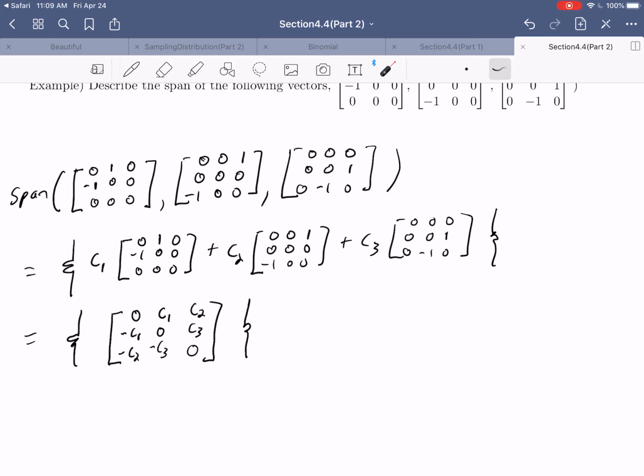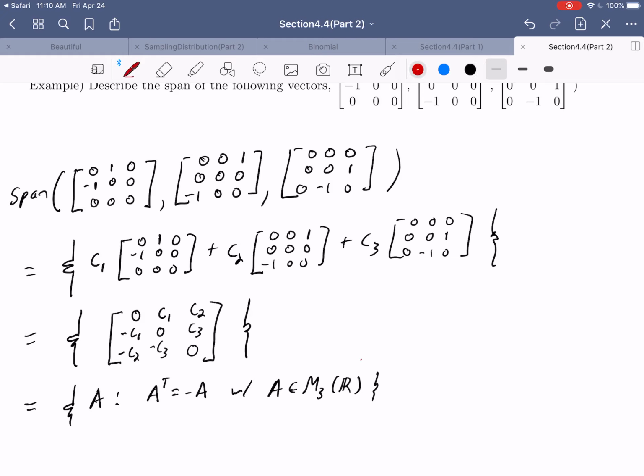But you guys actually know what these types of matrices are, right? These are all the skew symmetric matrices, the ones where when you take the transpose, you get the negative of the matrix. So what we've just realized is that this is the set of matrices such that A transpose is negative A, with A an element of the 3 by 3 matrices. Again, these are just the 3 by 3 skew symmetric matrices.